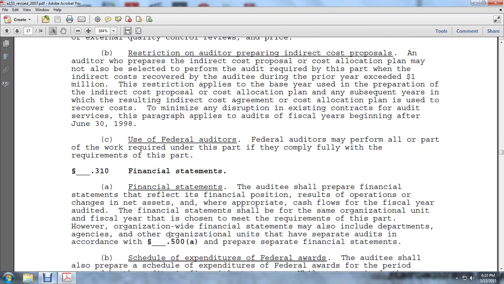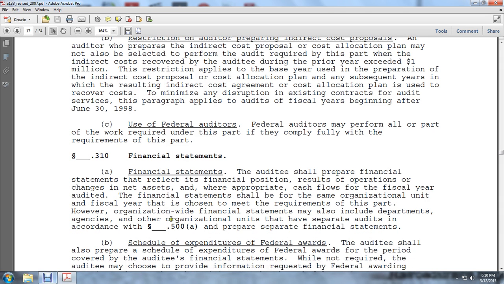Section 310, Financial statements. The auditee shall prepare financial statements that reflect its financial position, results of operations, changes in net assets, and, where appropriate, cash flows for the fiscal year audited. The financial statements shall be for the same organizational unit and fiscal year chosen to meet the requirements of this part. However, organization-wide financial statements may also include departments, agencies, and other organizational units that have separate audits in accordance with Section 500(a). Schedule of expenditures of federal awards.